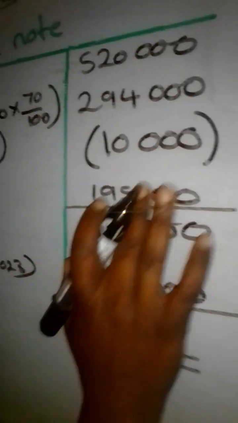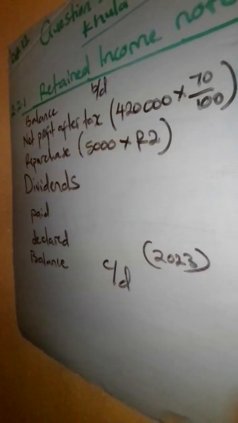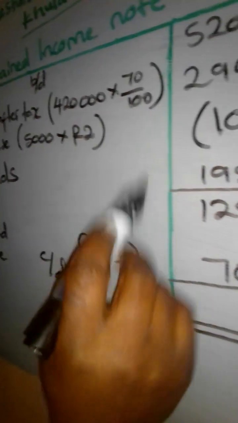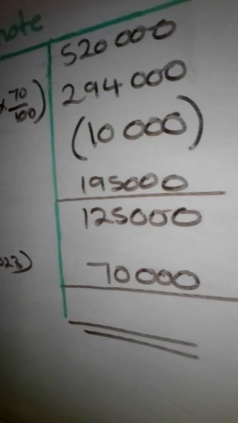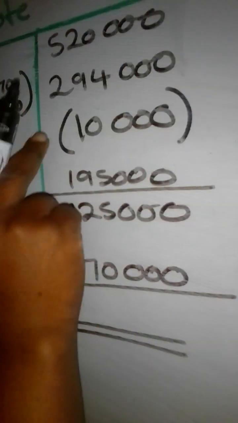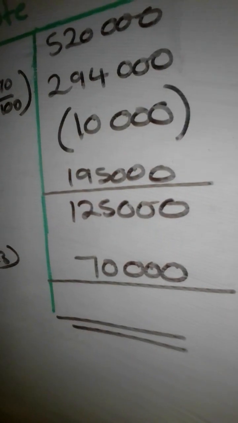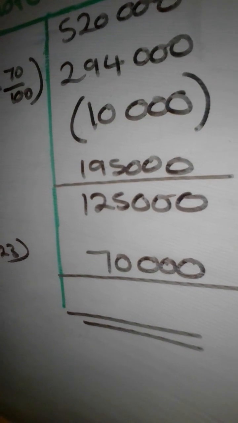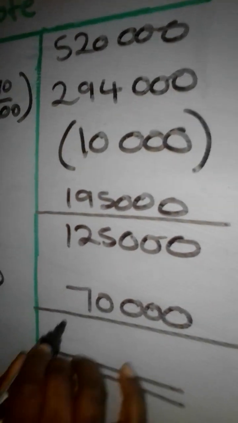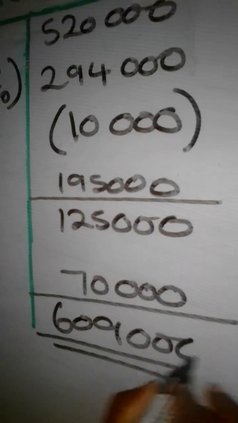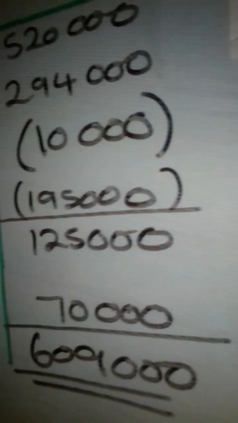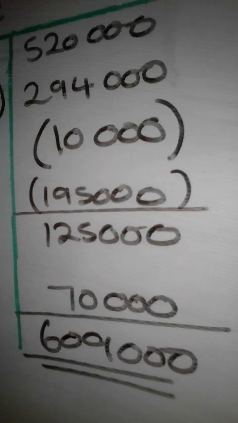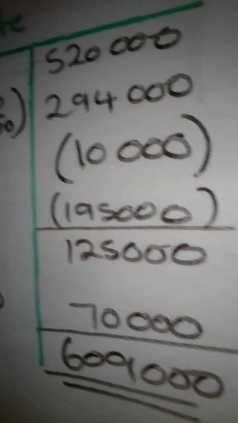I hope you have understood this part clearly. And once we have all this, then we are done. Now, what is only left is for us to find the balance at the end of the year. We will start with 520 plus 294 minus 10,000 minus 195,000. And the final amount is going to be 609,000. That is all on the note for the retained income. I hope my explanation was well understood. Thank you.